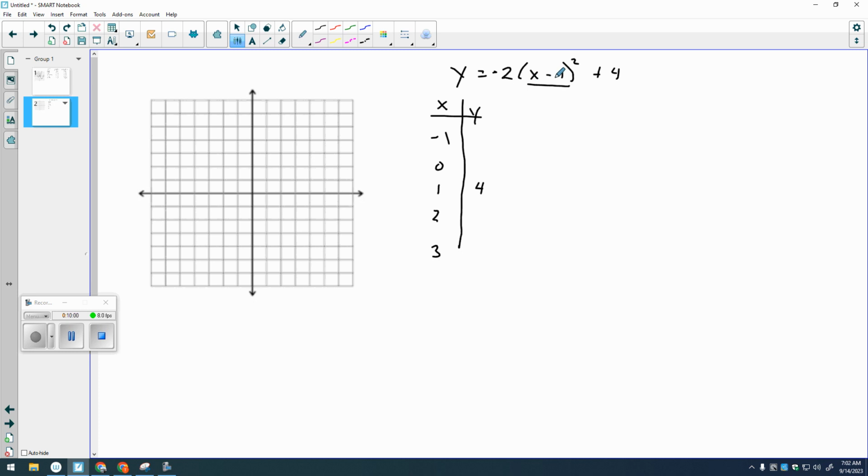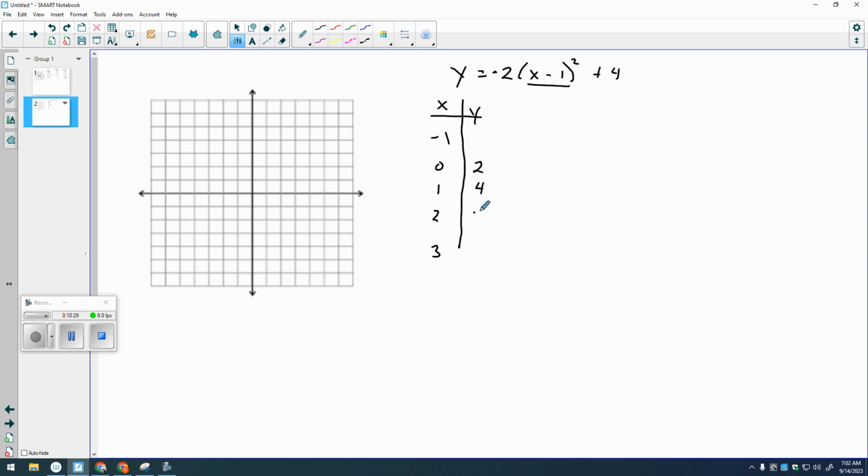Okay, when x is 0, 0 minus 1 is a negative 1. Negative 1 squared is a positive 1. Notice I'm following PEMDAS. Order of operations matters. Parentheses, exponents, okay? So I'm doing the parentheses, then I'm doing the exponent. So negative 1 squared is a positive 1. Multiplication times a negative 2 is a negative 2. Plus 4 is a positive 2.